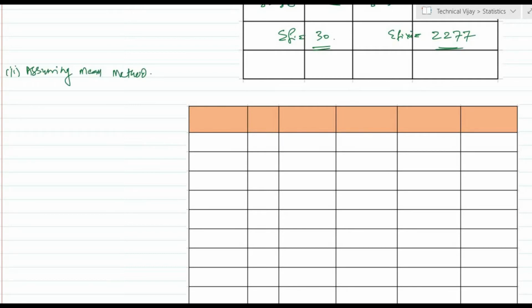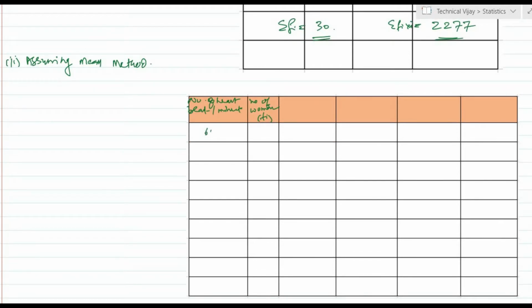Here the same thing I will write. Now here I will write 65 to 68, 68 to 71, 71 to 74, 74 to 77, 77 to 80, 80 to 83, 83 to 86. Here he has given the frequencies 2, 4, 3, 8, 7, 4, 2.